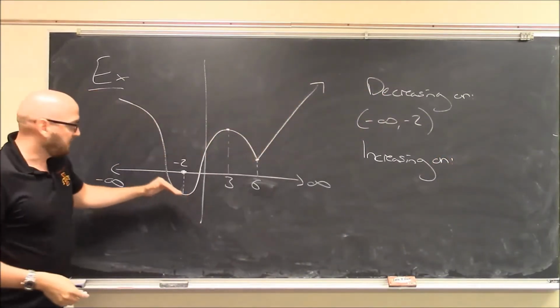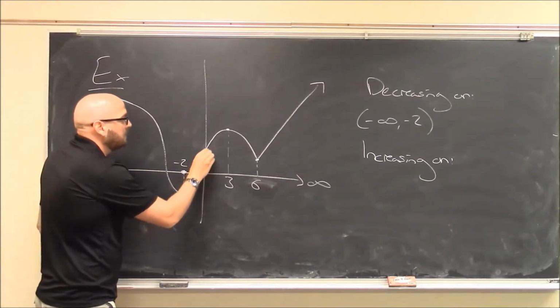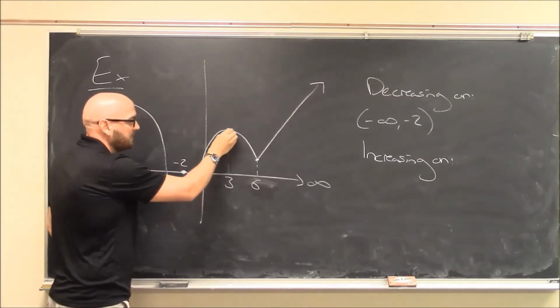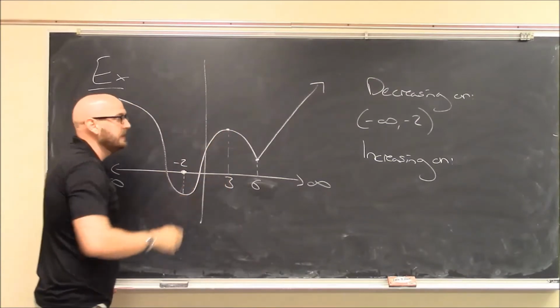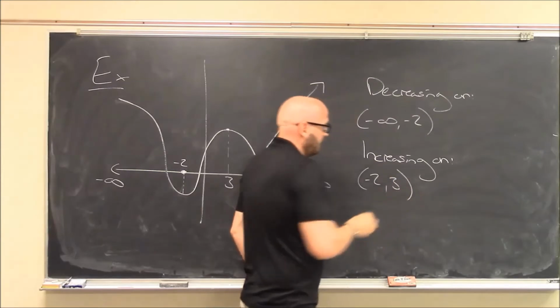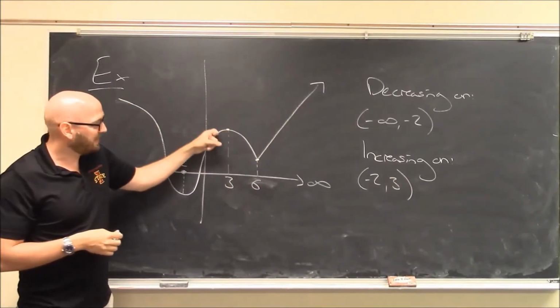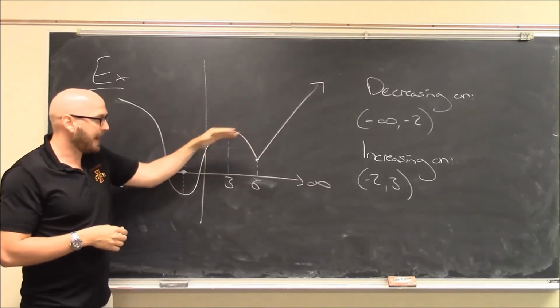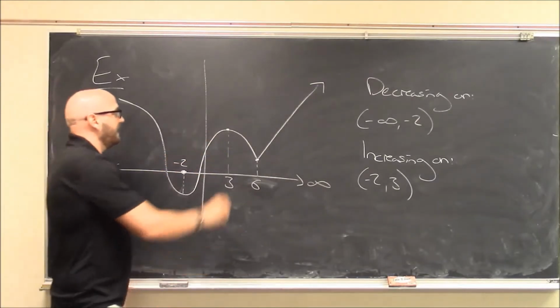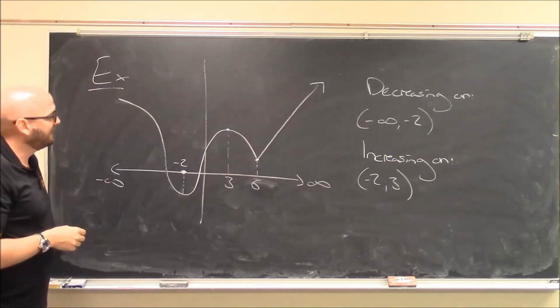And then it starts to increase again. So from -2, it increases, increases, increases, all the way until the top of this hill right here, which happens to be x equals 3. So it's increasing from -2 to +3. Again, I'm not going to include +3 because it's neither increasing nor decreasing there. It's just flat. And then it starts to decrease again.